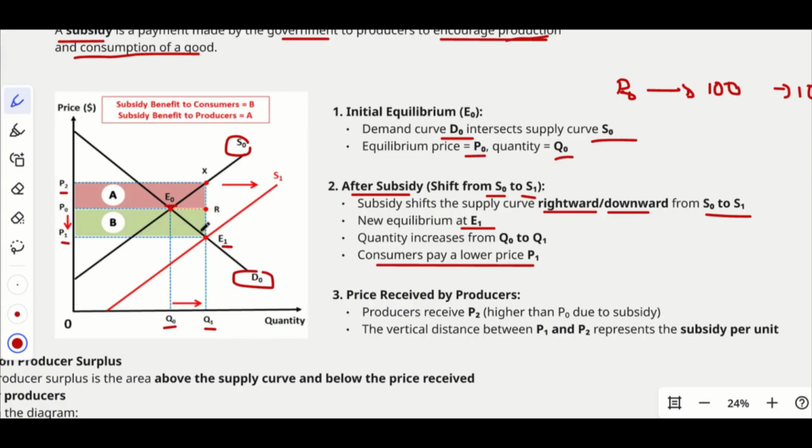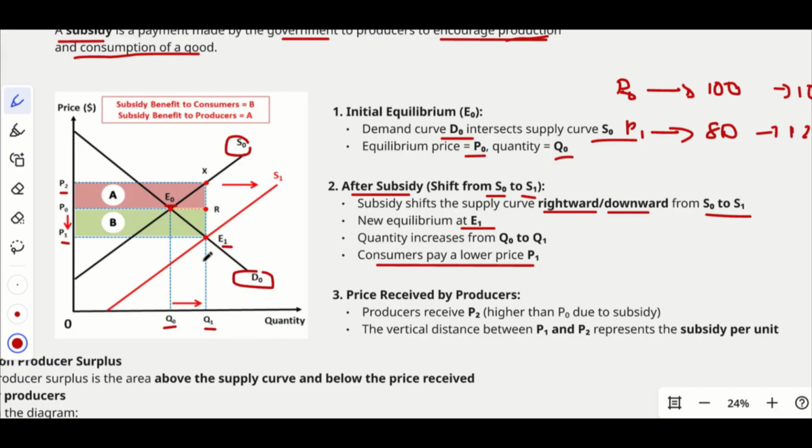Now the government has introduced a subsidy, right? So the supply curve has shifted and the price comes down. Let's take our P1 as 80 rupees. And now they can buy more product, right? For 100 rupees, they can buy more product. So let's take it as 12 or something like that. Now they are able to buy 12 units instead of 10.